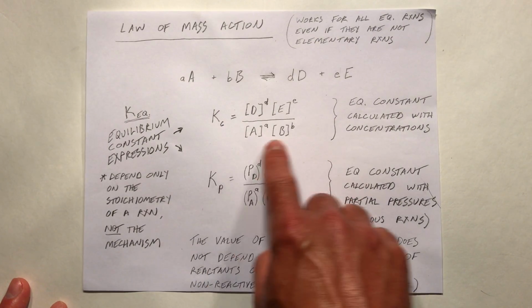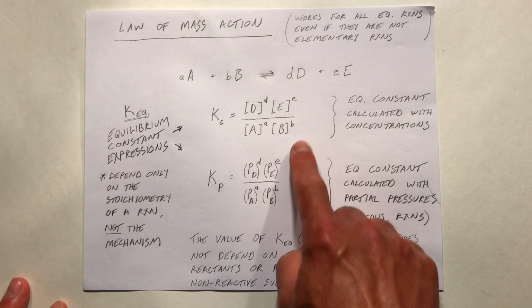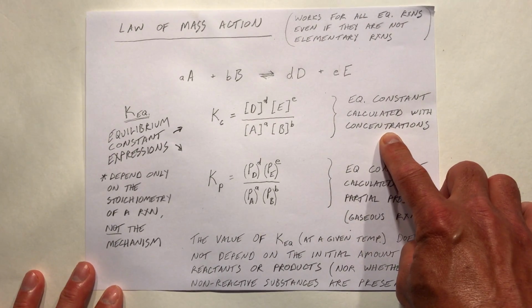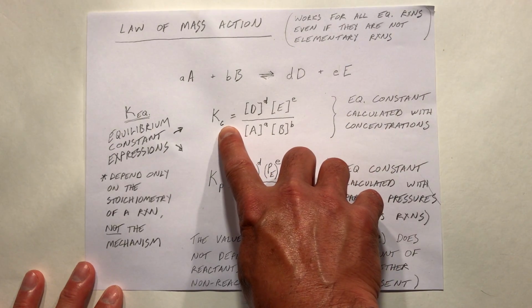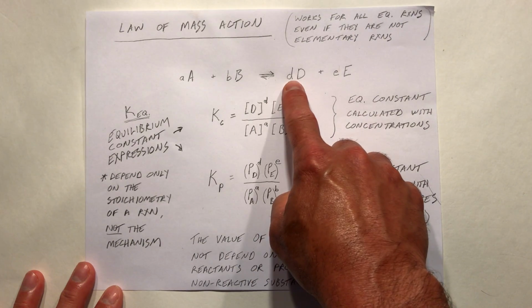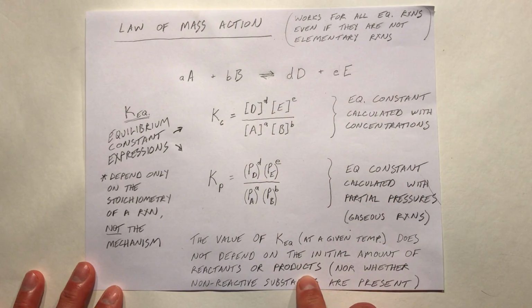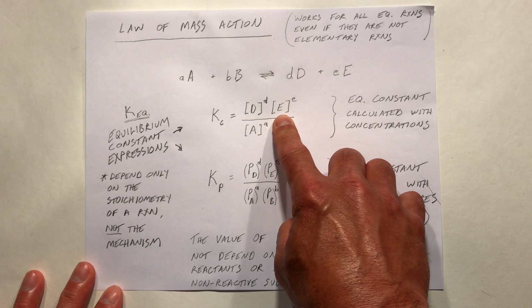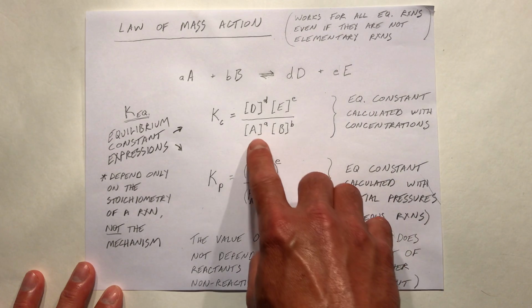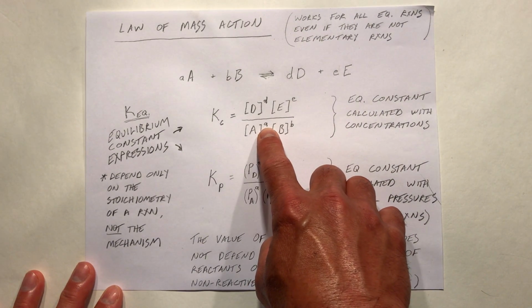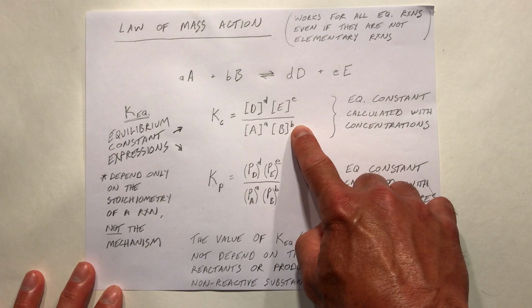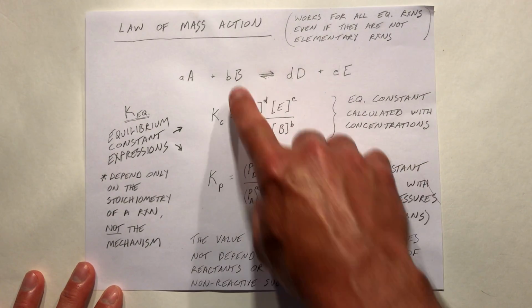And from experiment, we know that this is what the equilibrium constant would be equal to. This is the equilibrium constant calculated with concentration. That's why there's a subscript C. So the concentration of chemical D raised to the D amount of moles multiplied by the concentration of chemical E to the power of E amount of moles divided by concentration of chemical A raised to the power of A amount of moles multiplied by the concentration of chemical B raised to the B amount of moles of chemical B.